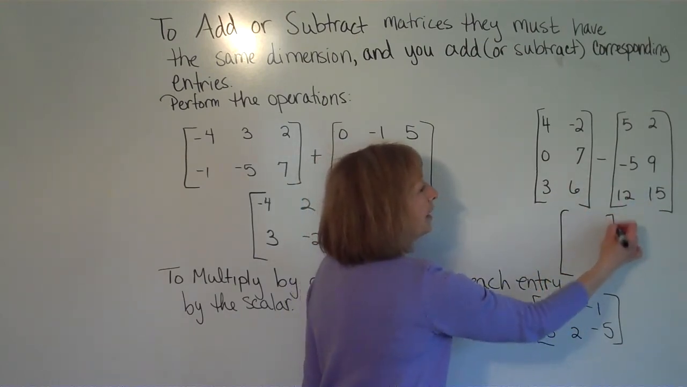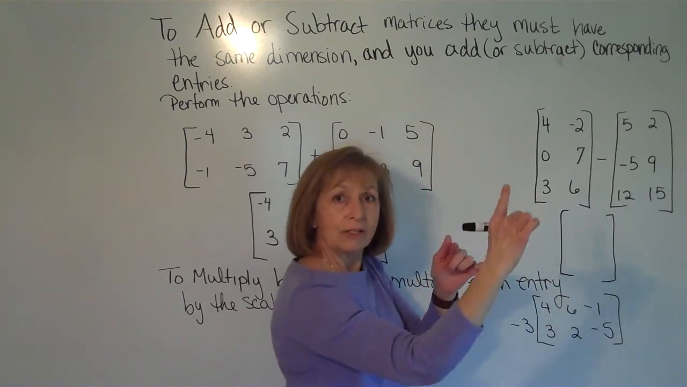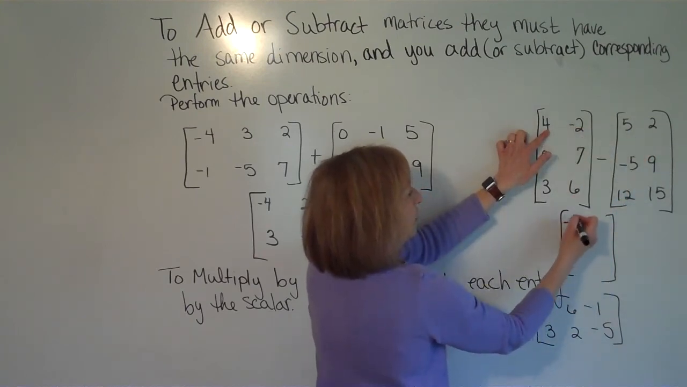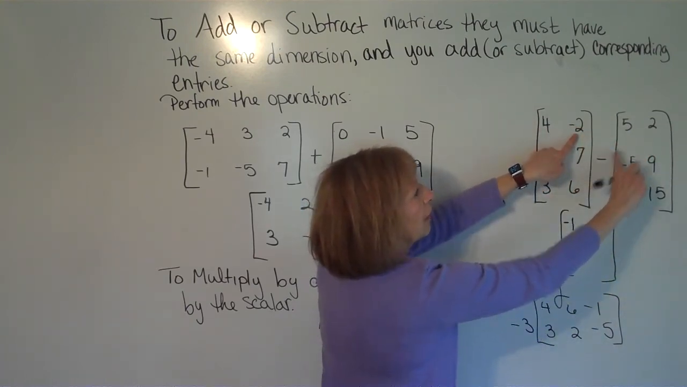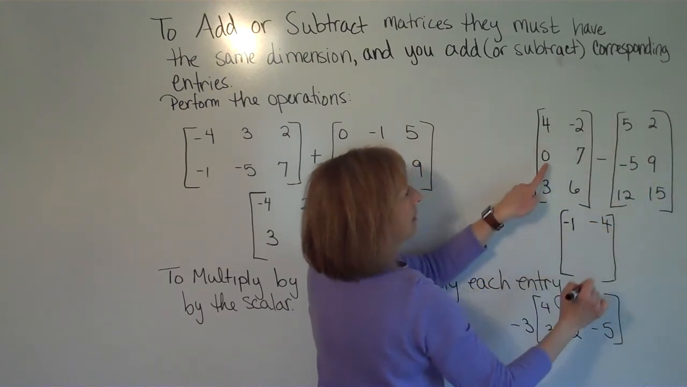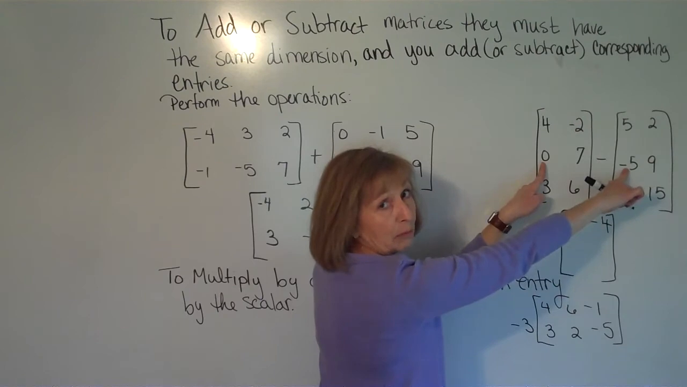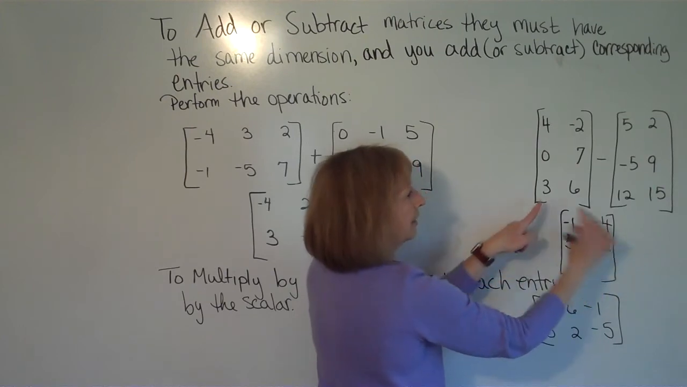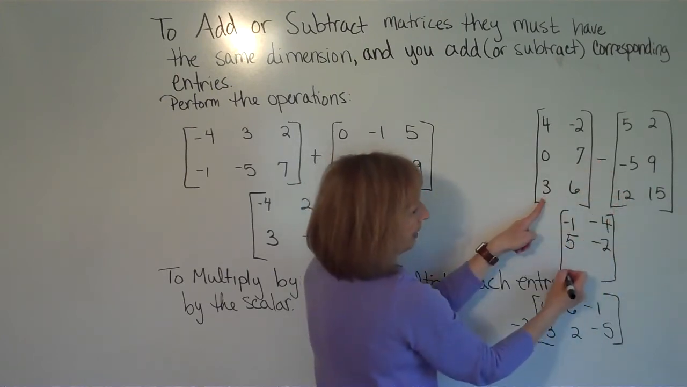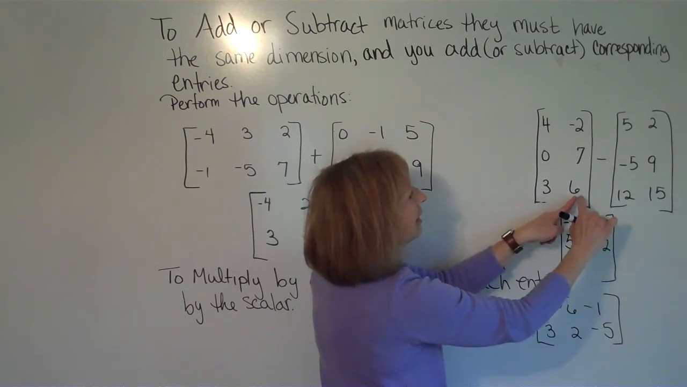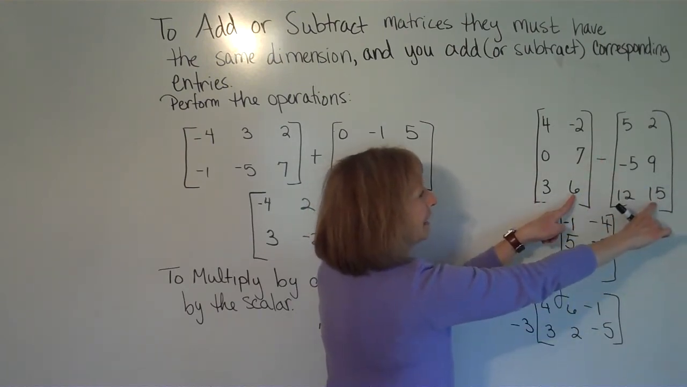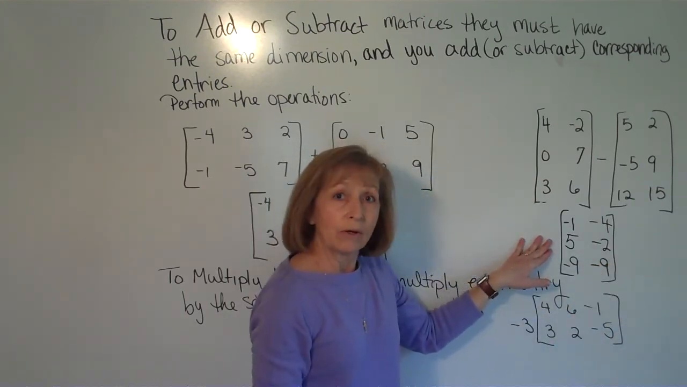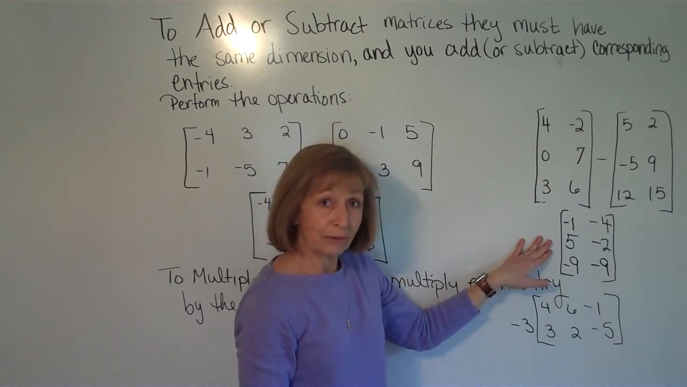When we do the subtraction, just think about it as you do the corresponding entries. So 4 subtract 5, that's -1. -2 subtract 2, that's -4. 0 subtract -5, that would be +5. 7 subtract 9 is -2. 3 subtract 12 is -9. And then 6 subtract 15 is also -9. So we have our result of the subtraction of those two matrices.